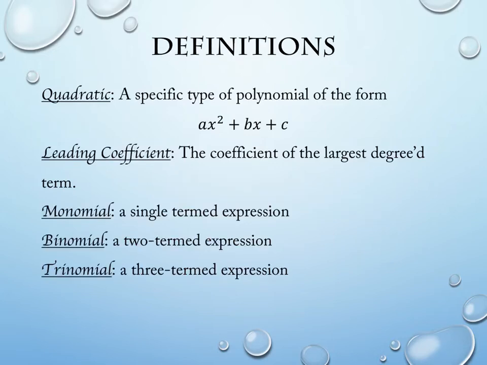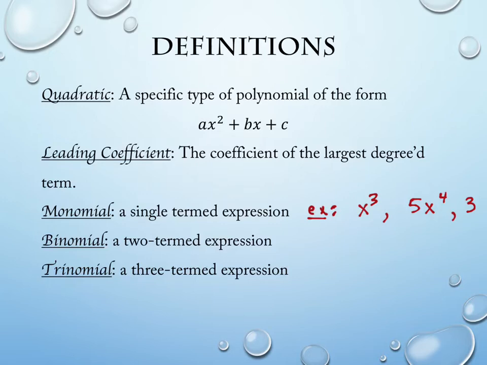A few others: monomial, binomial, and trinomial. Monomial is a single-termed expression. What it means is there's no addition and subtraction in the problem. So a monomial would be something like x cubed, or 5x to the 4th, or 3. They're all monomials. Whereas a binomial has two of those guys added together.